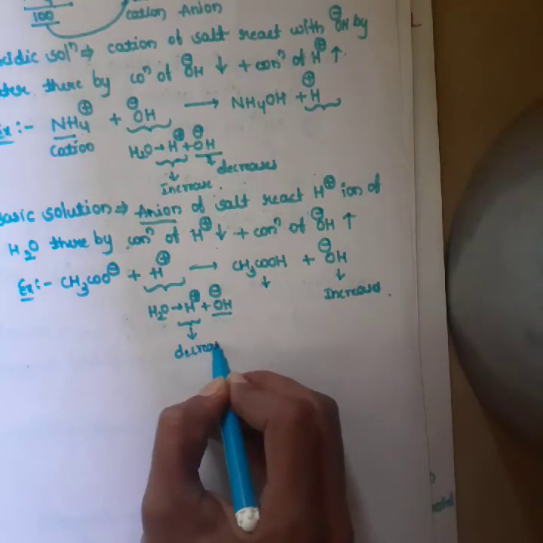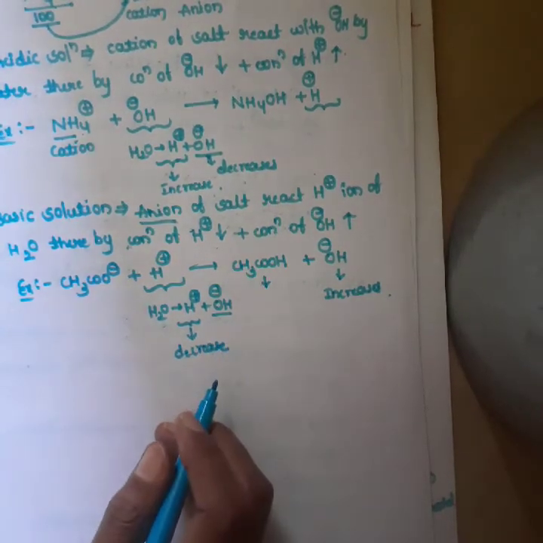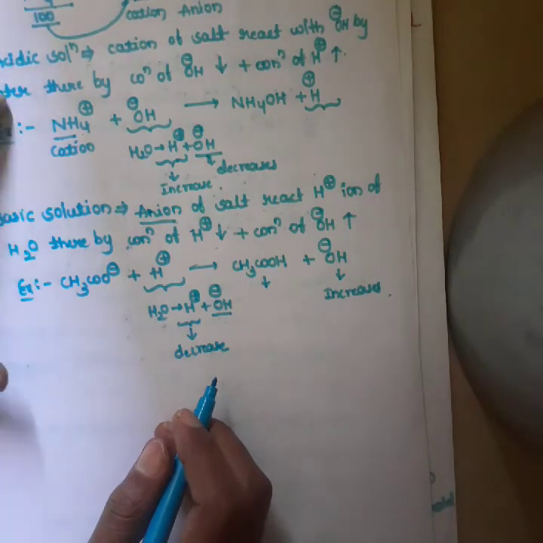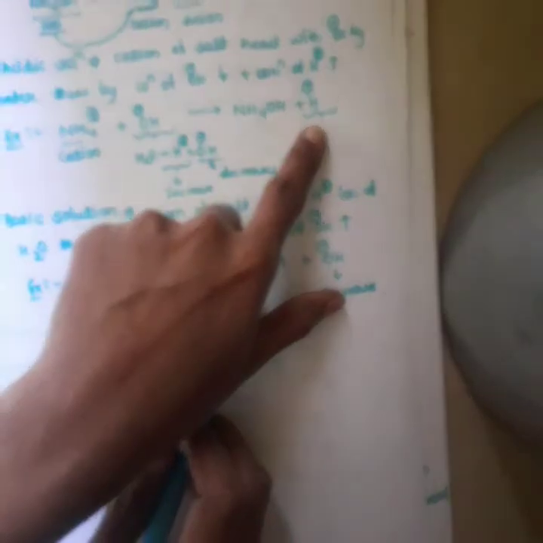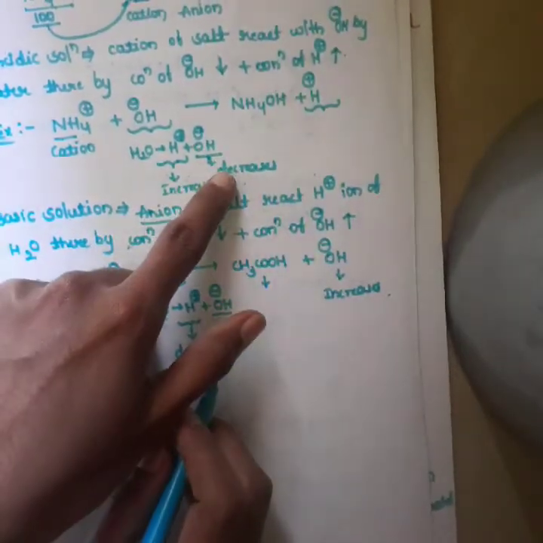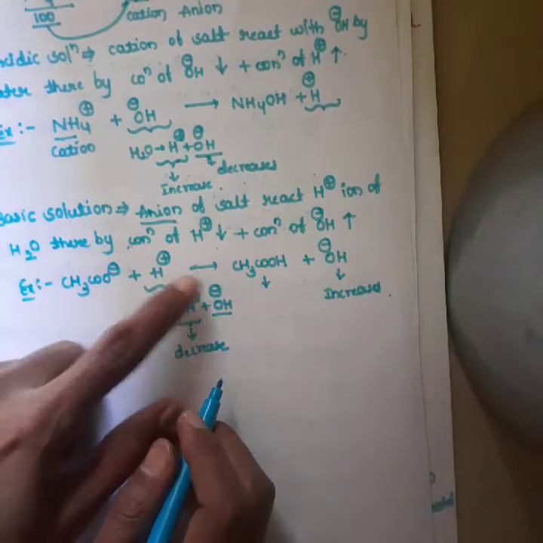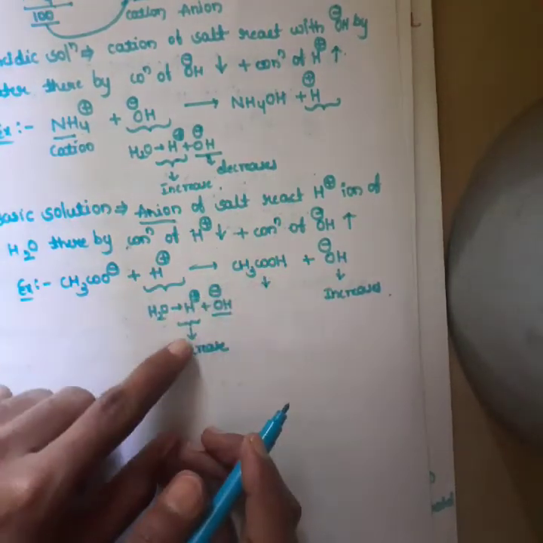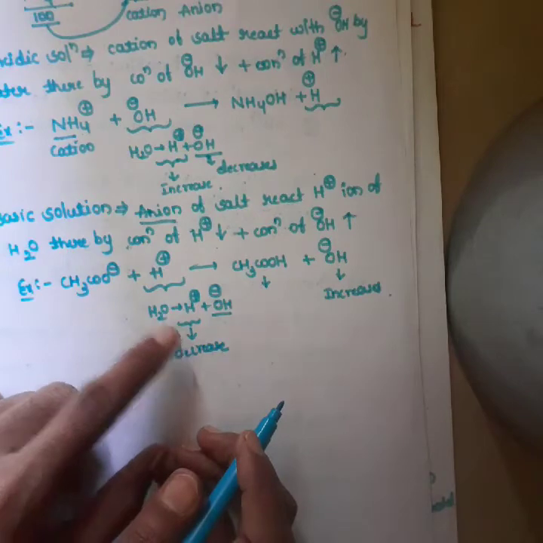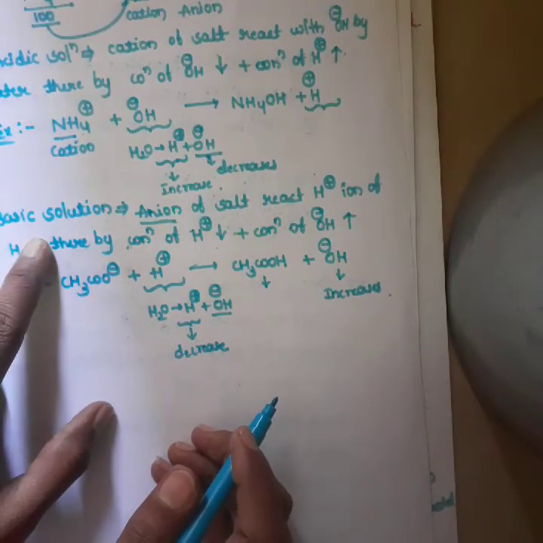This is exactly the reverse of acidic solution. In acidic solution, H plus concentration increases and OH minus concentration decreases. In basic solution, the concentration of OH minus increases and H plus concentration decreases. This is called a basic solution.